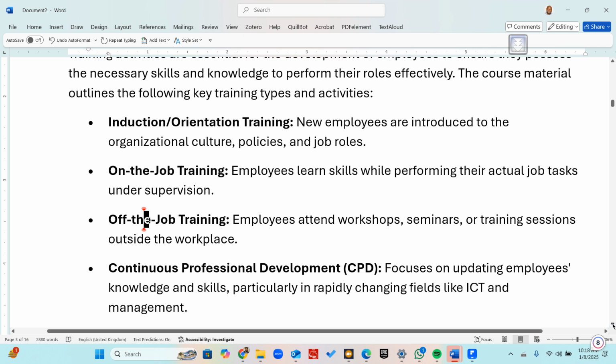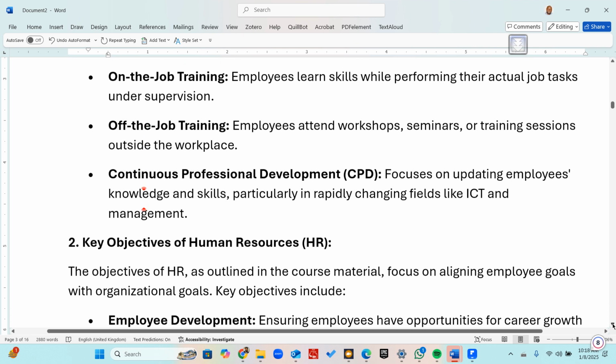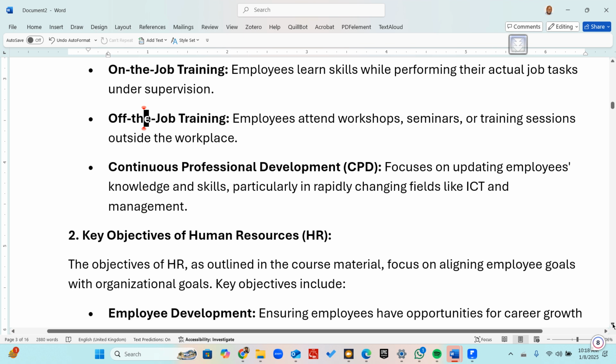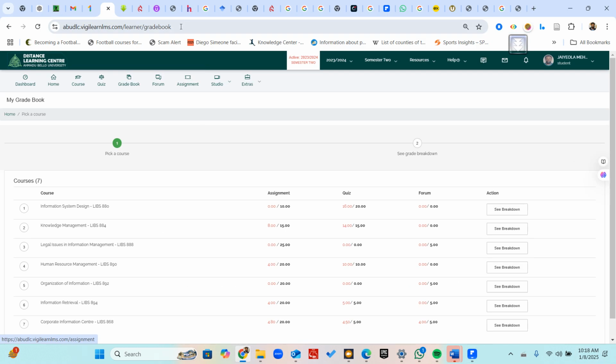Continuous professional development, CPD, focuses on updating employees' knowledge and skills, particularly in a rapidly changing field like ICT and management. The international HR body expects you to do continuous professional development, and this will help for your recertification and other things. So even as an information consultant, you can specialize in HR, especially HRIS, Human Resource Information System, people analytics. CPD is usually used to train people outside the job.